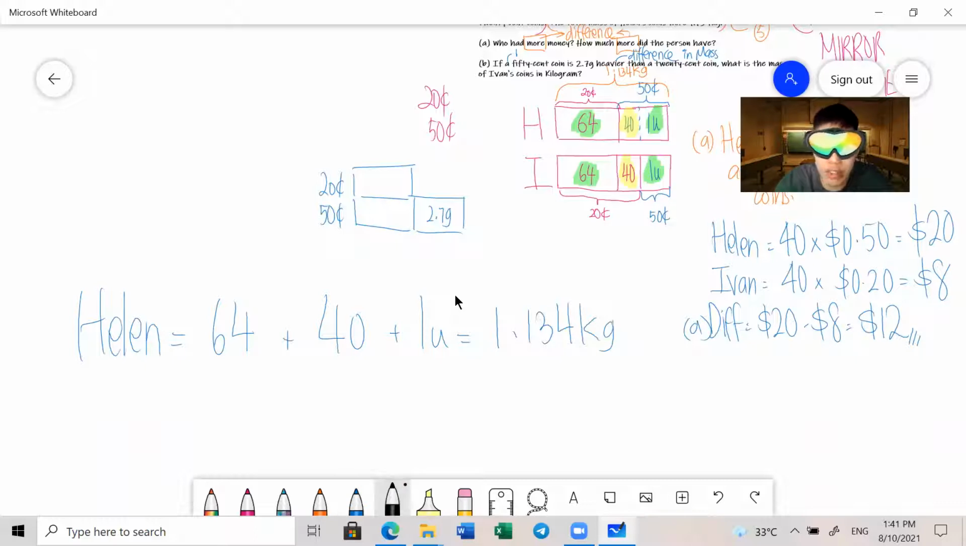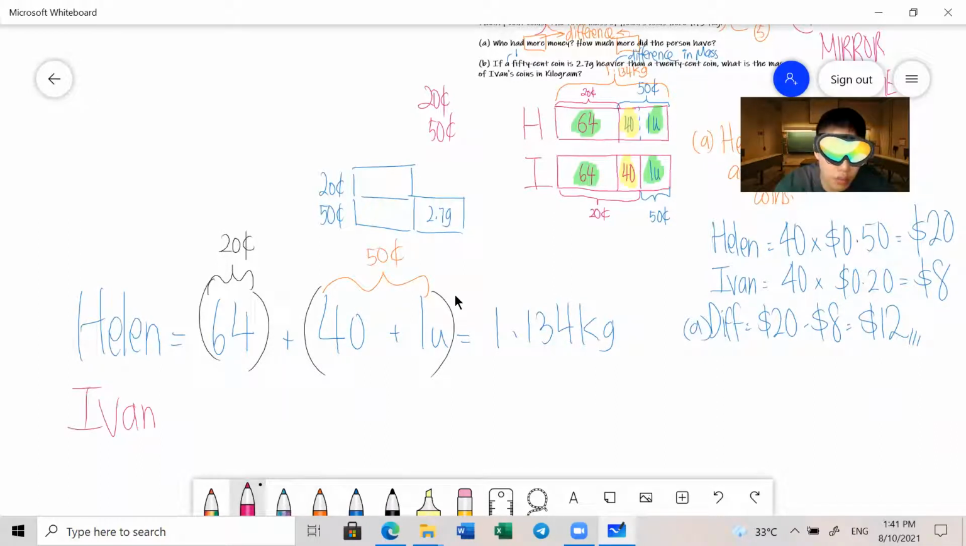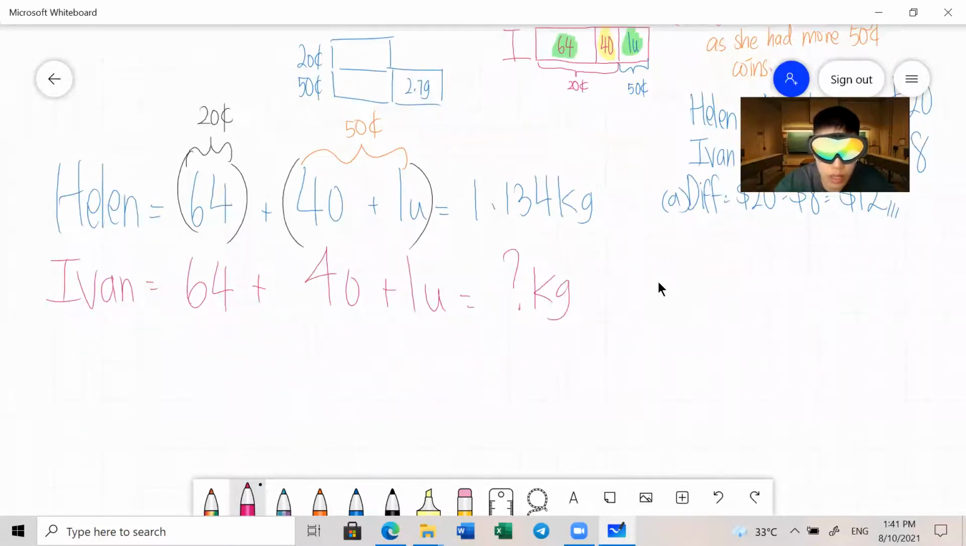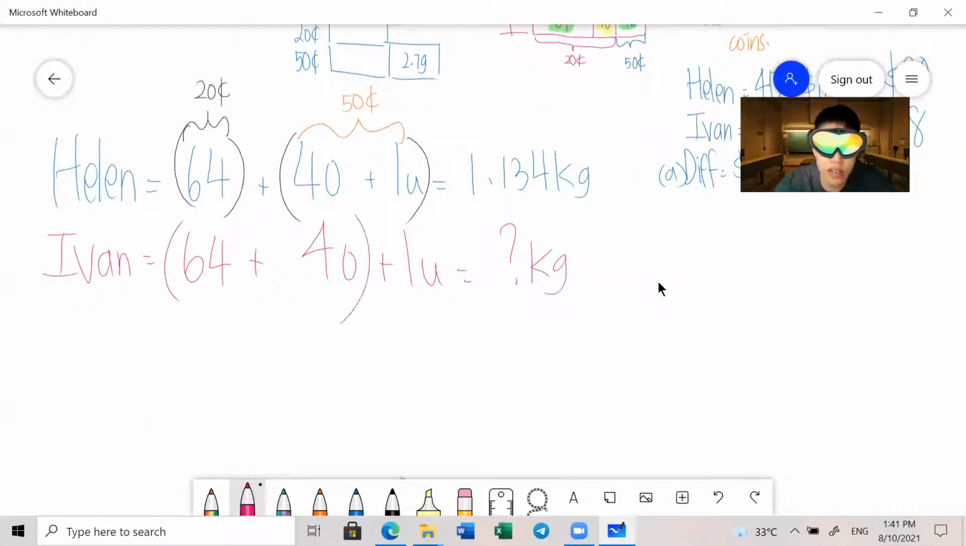Now, we want to categorize them, or group them up. The 64 are actually 20-cent coins. So 64 20-cent coins plus 40 plus 1 unit. This belongs to 50-cent coins. And for Ivan himself, he also has 64 plus 40 plus 1 unit, but I don't know what the weight is. But what I do know is I can categorize them. 64 plus 40 over here belongs to 20 cents. And for the 1 unit, simply 50 cents.